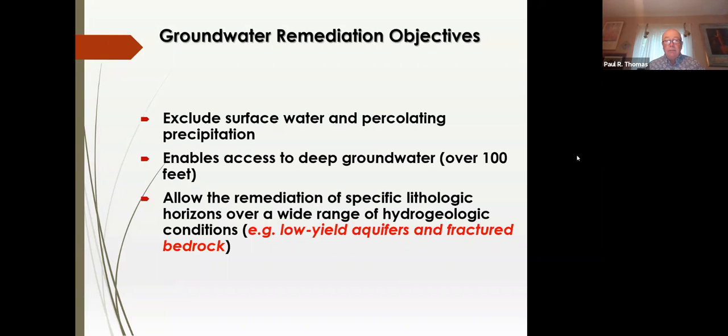So we want to exclude surface water from percolating down and being available to this tree that we're using as a pump. We want to be able to get access to groundwater at least to the range of over 100 feet. And we want to get access to specific lithologic units, even as far as going into fractured bedrock.